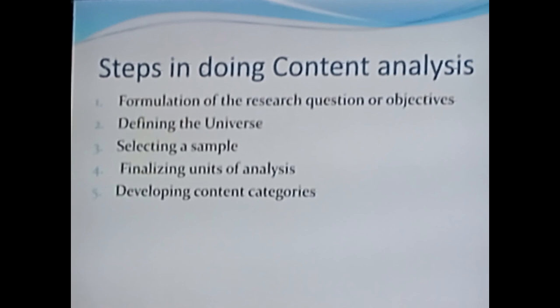So you have to finalize your unit of analysis, then you have to develop your content categories. Okay, so there you can say frequency, like in 1 month how many news items regarding this issue have come. And again the theme, like what are the themes they have seen, okay? And the placement, where it was placed, on the front page or the second page, right?